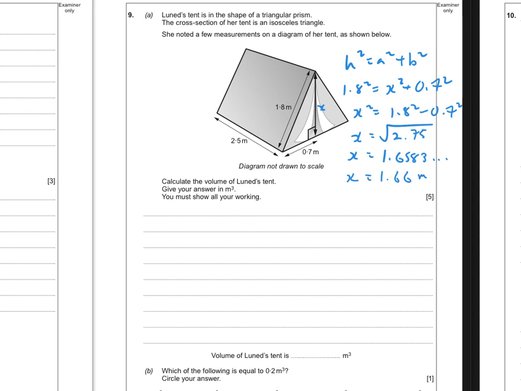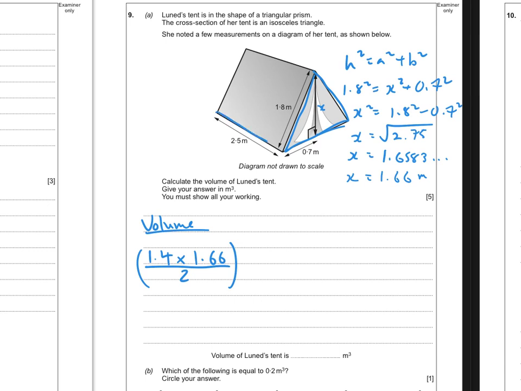So if we get the volume, we first of all work out the area of this face of the triangle. I know it's going to be the base times height divided by 2. So the base is 0.7 plus 0.7, so 1.4, times the height of 1.66, or whatever your answer was for part A. Divide that by 2. And whatever the answer is to that, that's the area.